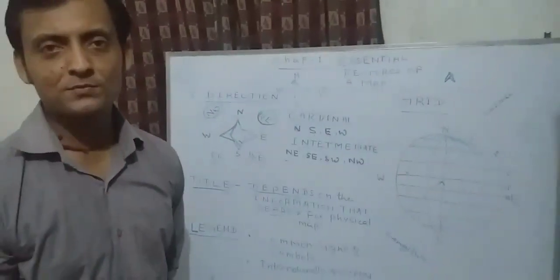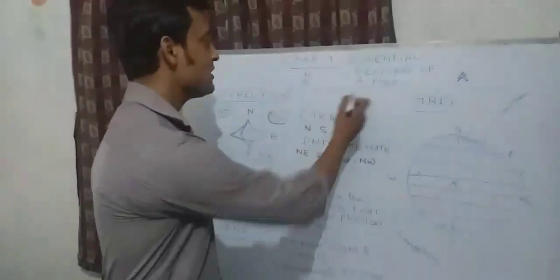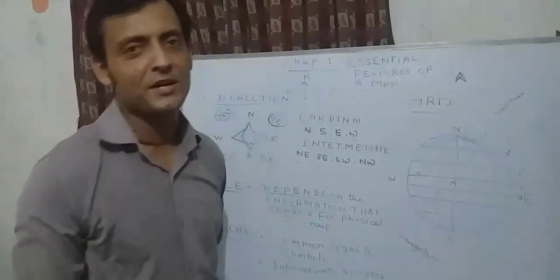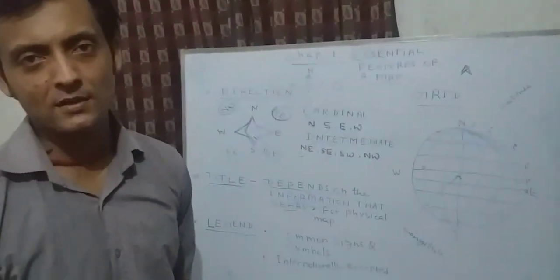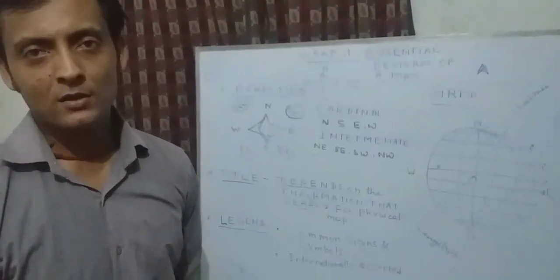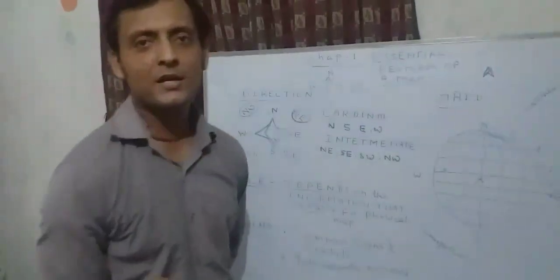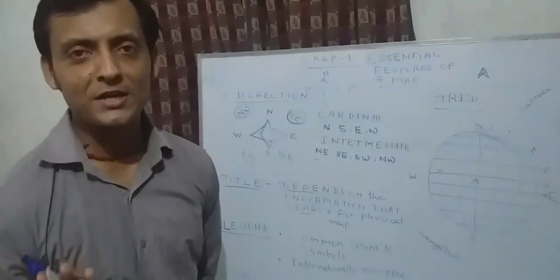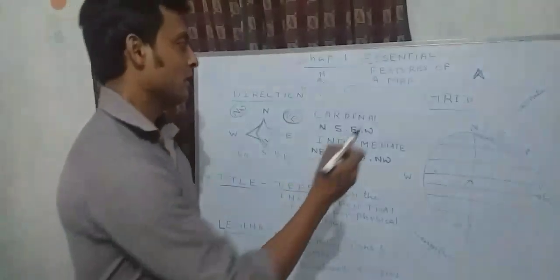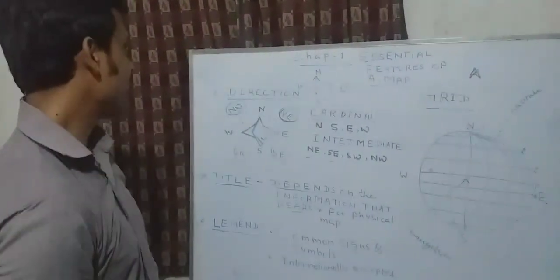Students, as I told you, without these essential features, the map looks very unscientific. If there is no direction, no scale, no legends, no arrangement of grid, it is not a proper and authentic map. So let's see another important essential feature: direction.